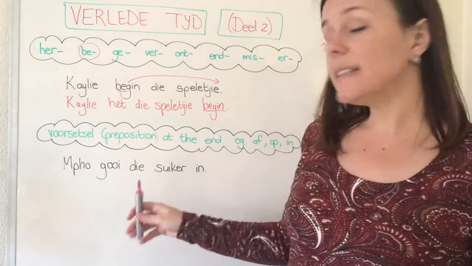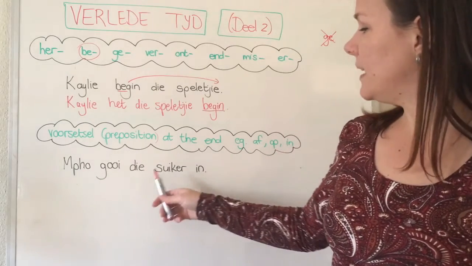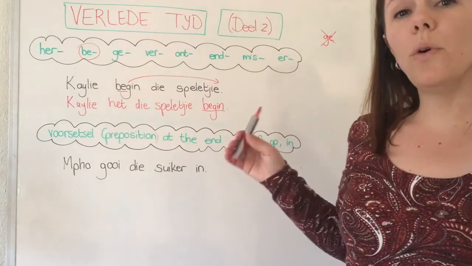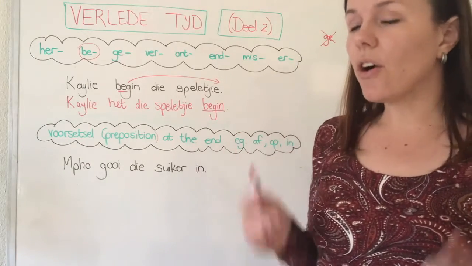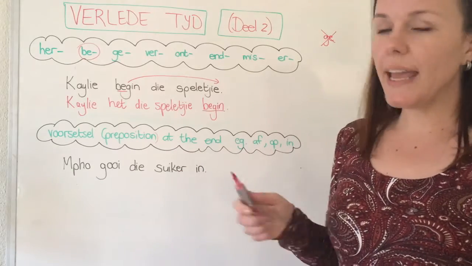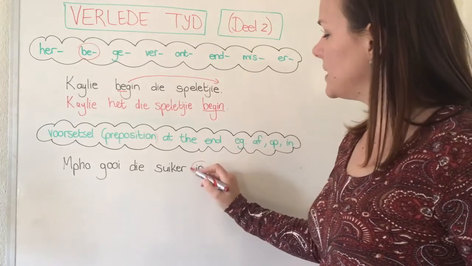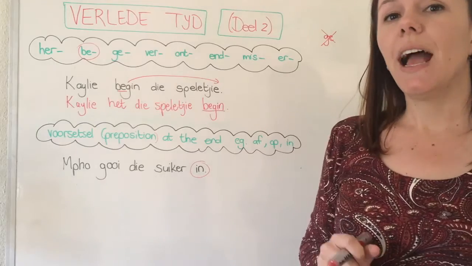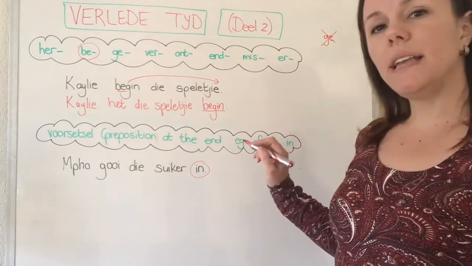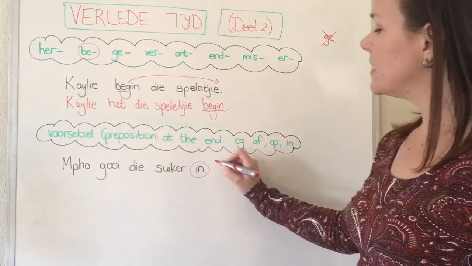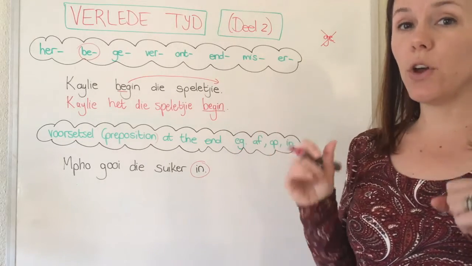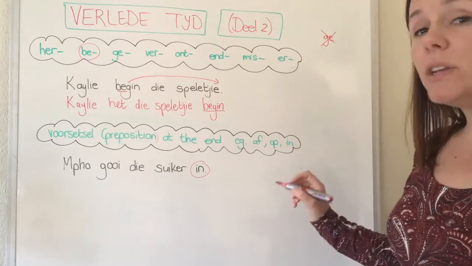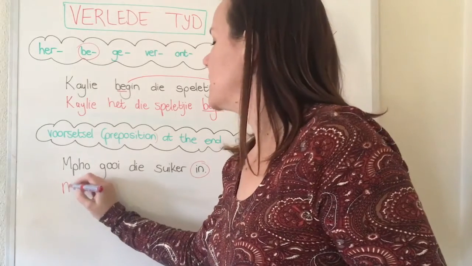So if we look at this sentence, Mpo gooi die suiker in. Mpo puts the sugar in. So if Mpo was making me a coffee, she's the one that puts it in. The last word of my sentence is a preposition, in. And what happens in that case is that the preposition is added to my verb at the end. Let me show you by writing the answer.